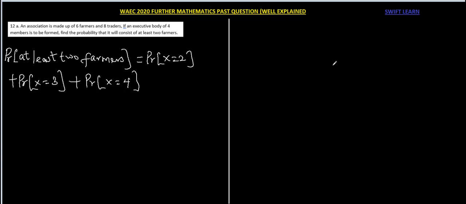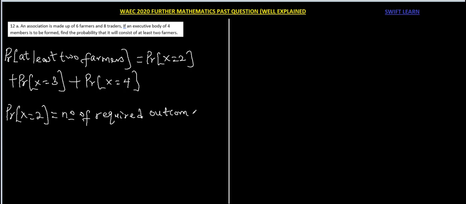Alright, moving on. How are we going to solve this question? First, let's do it separately. If I want to get the probability of at least 2 farmers on the team, we actually have a total of 14 people for the association, but the question says you must have 2 farmers formed from these people. This is a combination word problem, and it also involves probability. Remember, probability is the number of required outcomes divided by the number of possible outcomes.